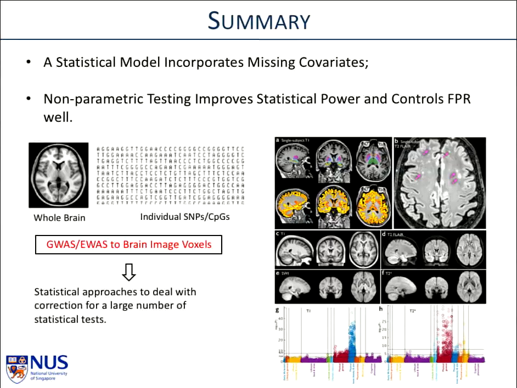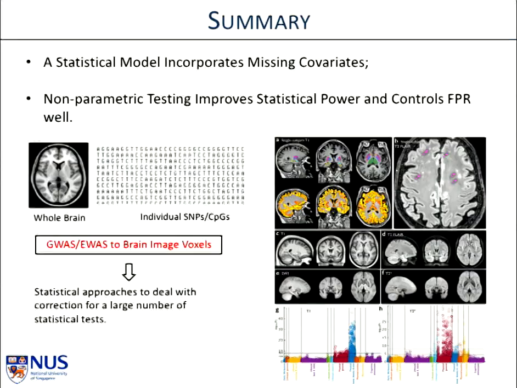Okay. To give you a summary, today I followed the previous 2 presenters and talked about confounding factors, and hopefully I gave you a solution that can handle large dimensional data as well as these missing confounding factors. I also gave you a very practical approach for non-parametric testing, to improve statistical power and control the false positive rate as well.